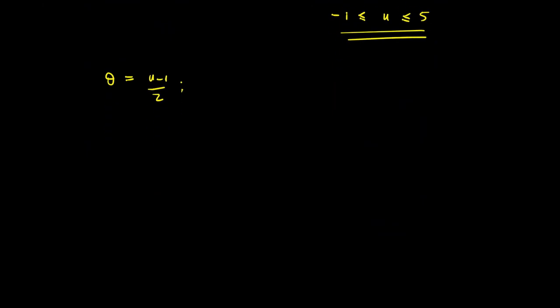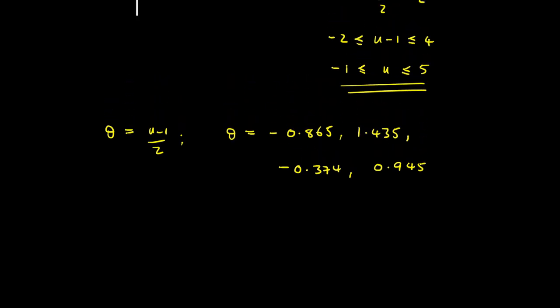And if I do that, what I get is that theta will be equal to negative 0.865. I will get 1.435. I will get negative 0.374. And I will get 0.945. Actually, I think this one needs to be to 3 significant figures, doesn't it? So I should write it as 1.44. Okay, but those should be my final answers.